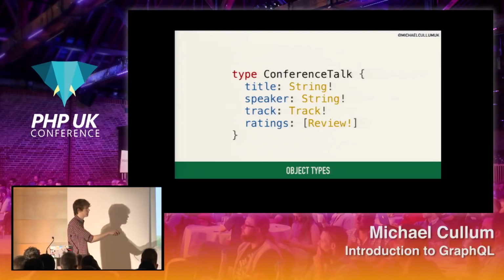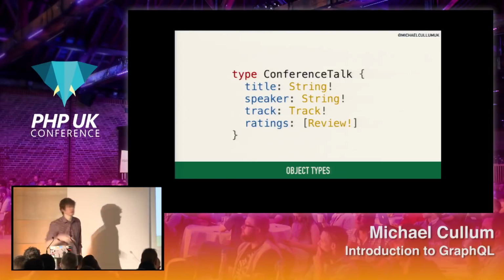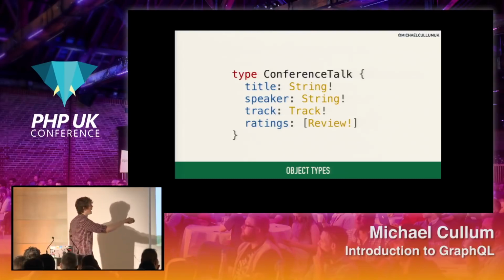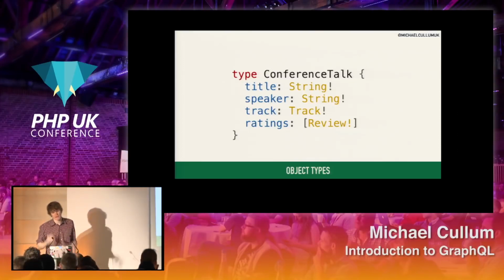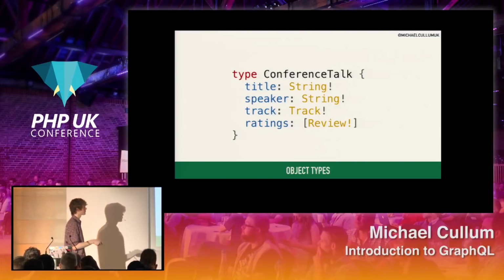If I wanted to say that there must be reviews on this talk, then I'd add an exclamation mark here, and that would require that. And you can use these lists, and you can nest them, et cetera.